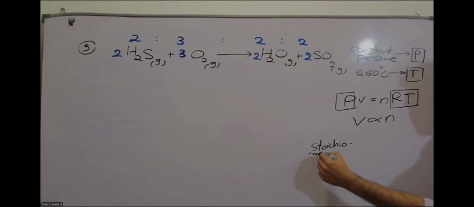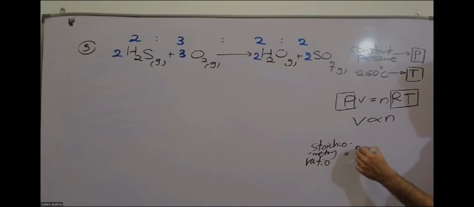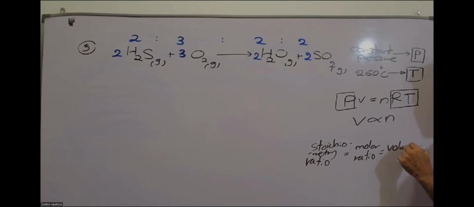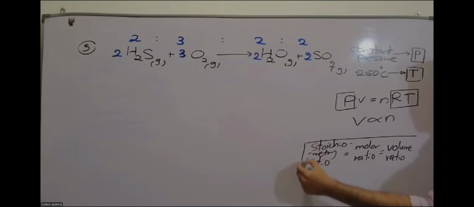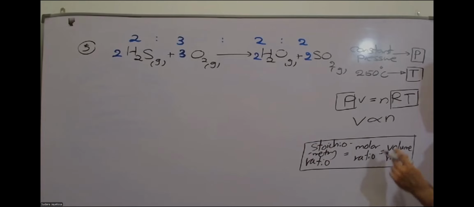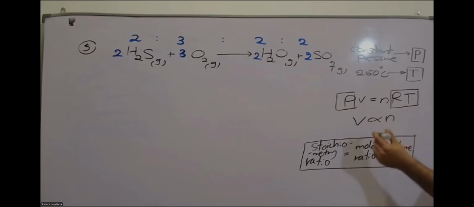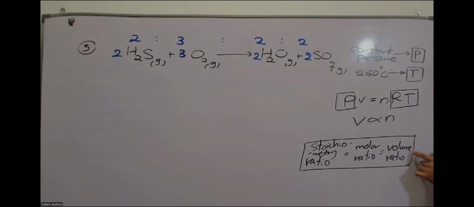Stoichiometry ratio is equal to molar ratio, and then it will be equal to volume ratios as well. Earlier, the stoichiometry ratio was only working for moles. But in this particular situation, if the temperature and pressure are constant, you can say the stoichiometry ratio is all the same as the volume ratio of the reaction.